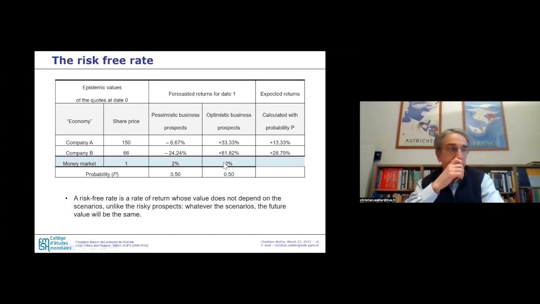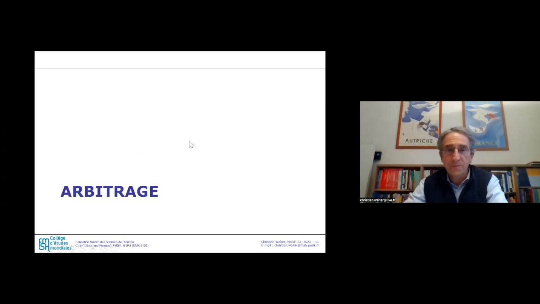Okay, and this range between these two values defines the risk of company A and the risk of company B. And by calculating with the probability P, it will be possible to find an expected return of these two returns. Now we move to arbitrage.